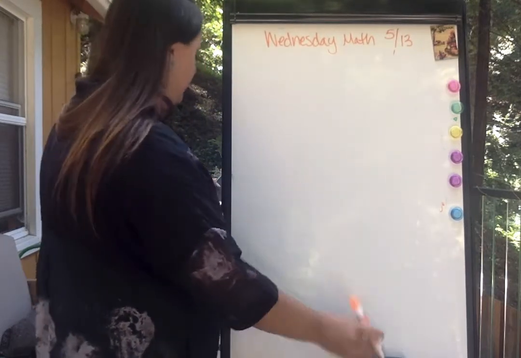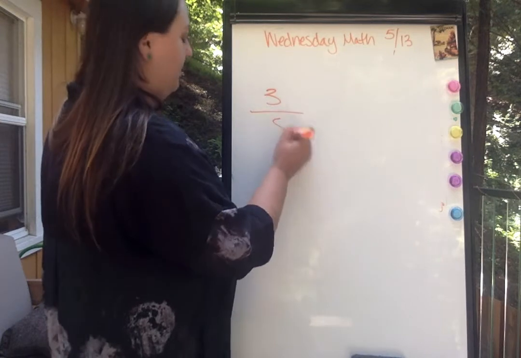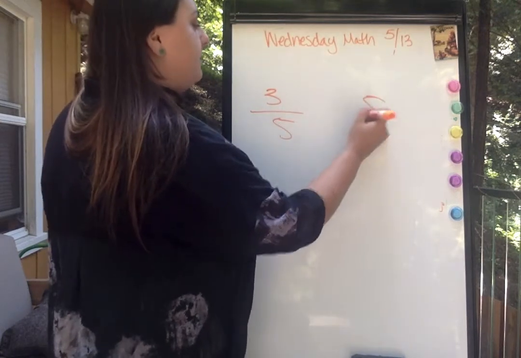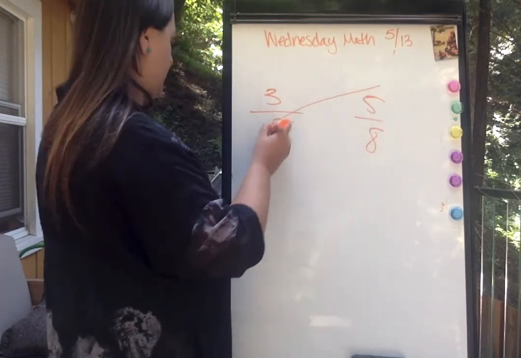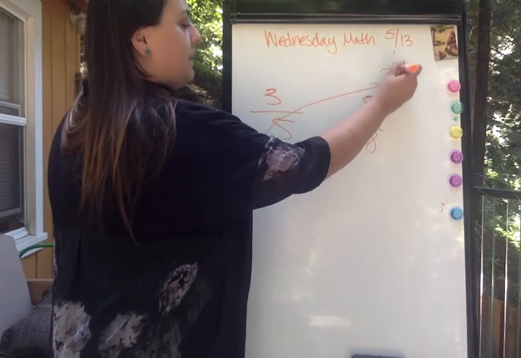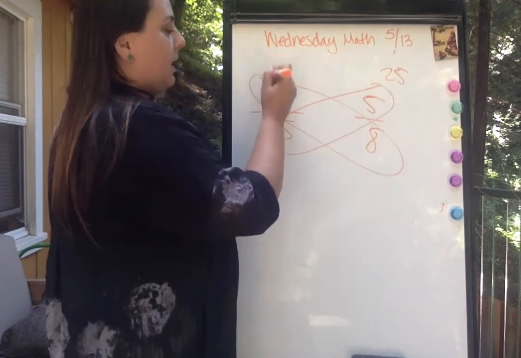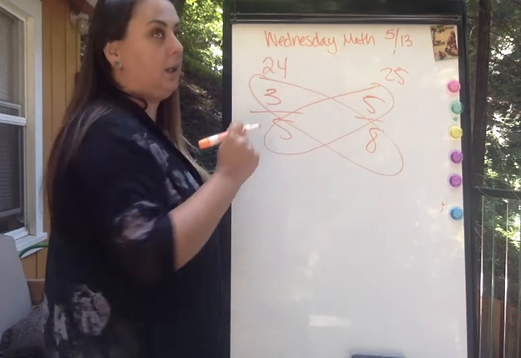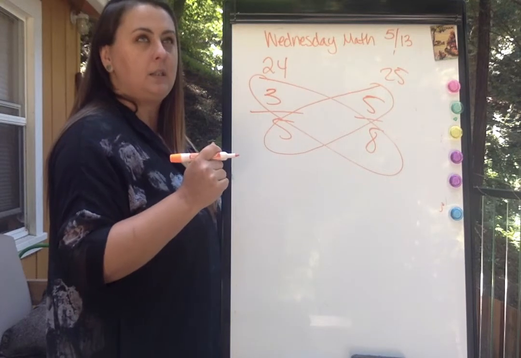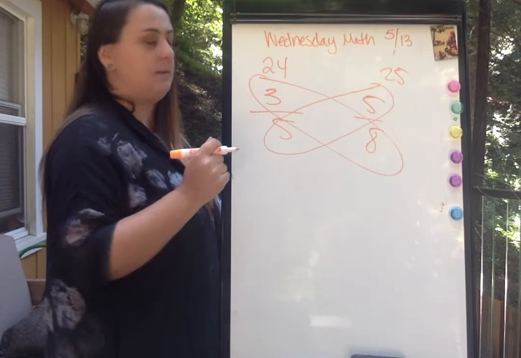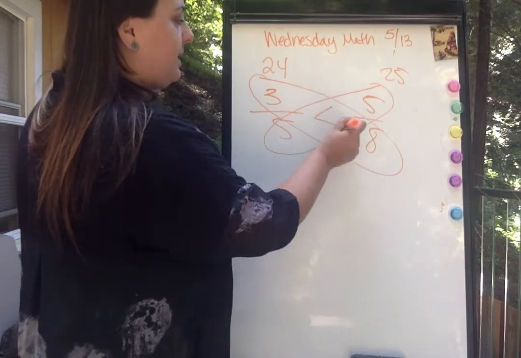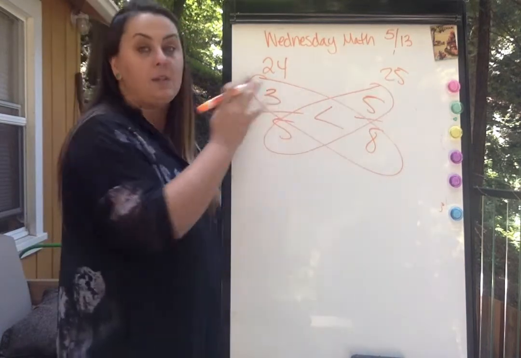Okay, we're going to compare some fractions. 3/5 and 5/8. Go ahead and use the butterfly method. 5 times 5 is 25. 8 times 3 is 24, right? Yes, 24. So 5/8 is going to be bigger because 25 is bigger than 24.